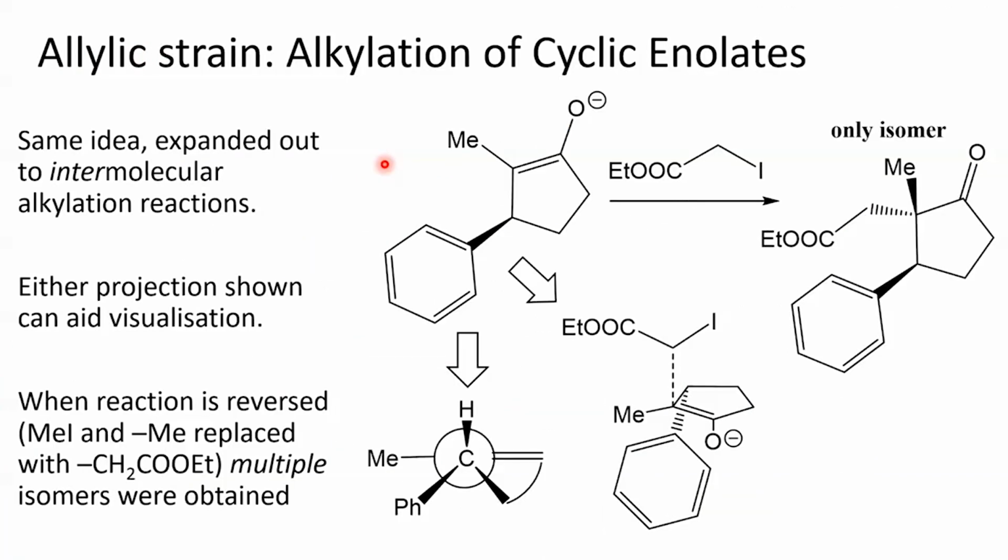We can look at the effect of allylic strain on the alkylation of cyclic enolates. It's the same idea but expanded out to intermolecular alkylation reactions. So here is our starting material. It's an enolate like we've been dealing with. We can look at the reaction with this iodoacetate reagent, and this gives us a single isomer shown here.